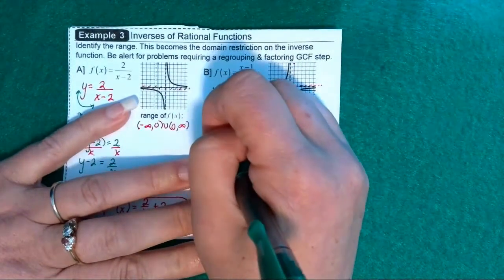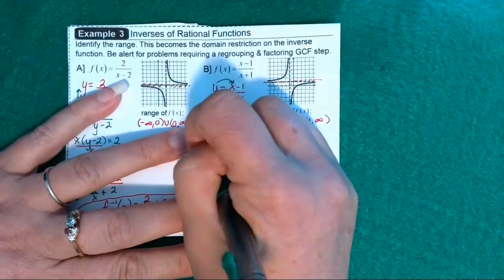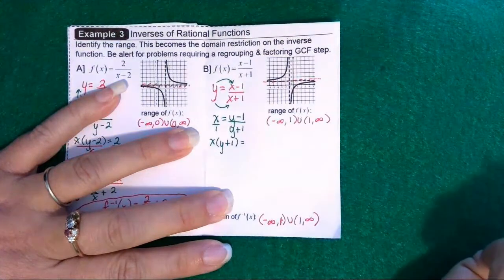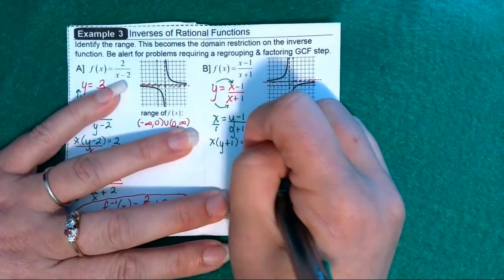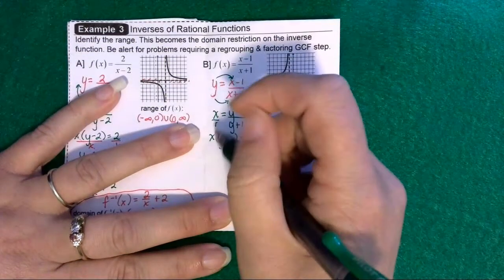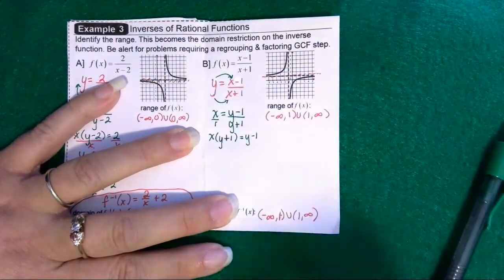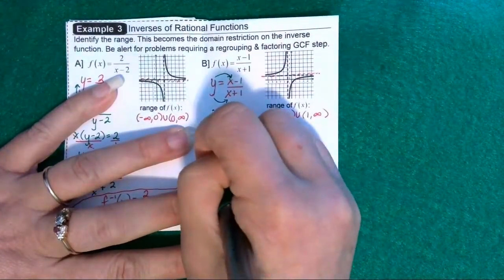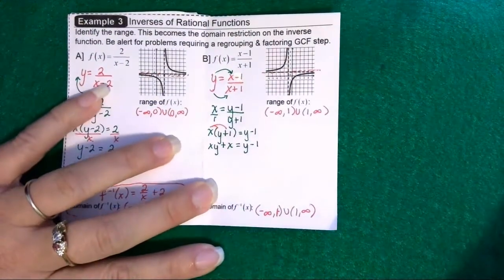I'm going to cross multiply to solve this proportion, and so this direction I'll have an x times the quantity y plus 1, and then multiplying 1 times y minus 1 is just a y minus 1. Okay, now I'm going to distribute to get rid of those parentheses. So distributing this x over the parentheses gives me an xy plus x is equal to y minus 1.